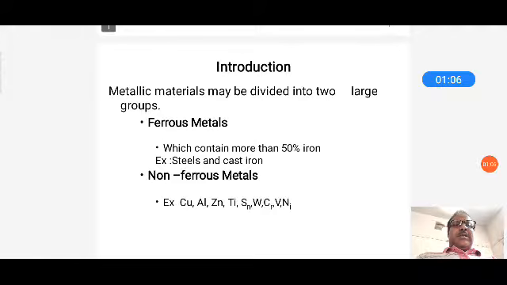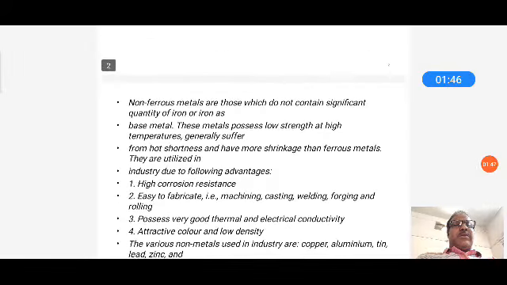Mainly, metallic materials are broadly subdivided into two large groups: the ferrous metals and the non-ferrous metals. The ferrous metals we have already seen, and the non-ferrous metals are copper, aluminum, zinc, tin, tungsten, etc. These materials other than iron are all considered non-ferrous metals. Each and every non-ferrous metal has its own metallic properties and different applications.